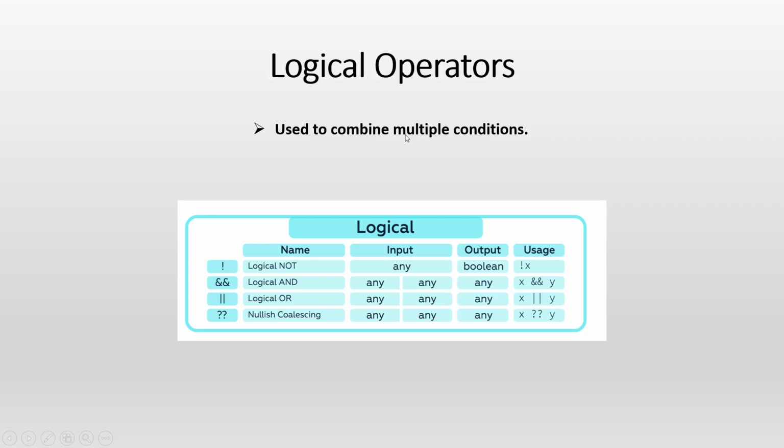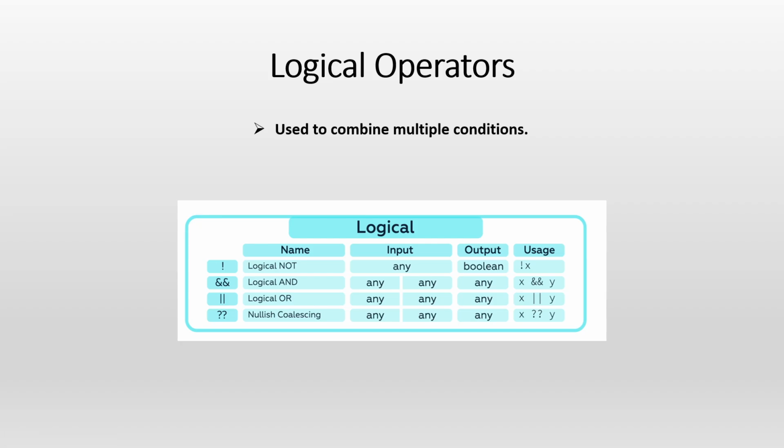This is logical not, this is logical and, and this symbol represents or. This double question mark is something null related. I haven't used it till now. Let us understand what this logical not, logical and, logical or are.